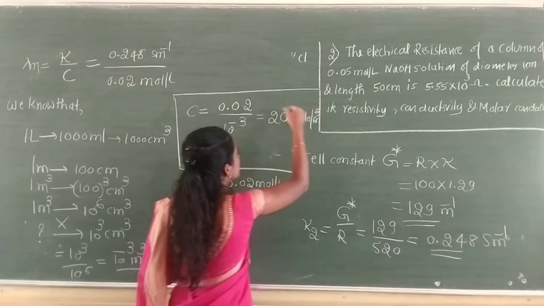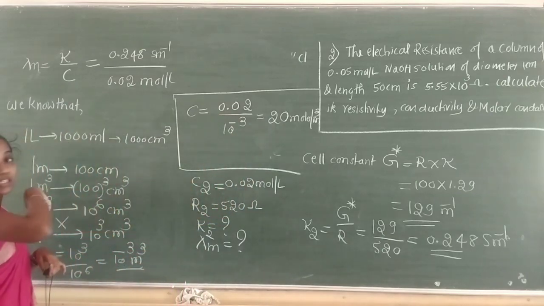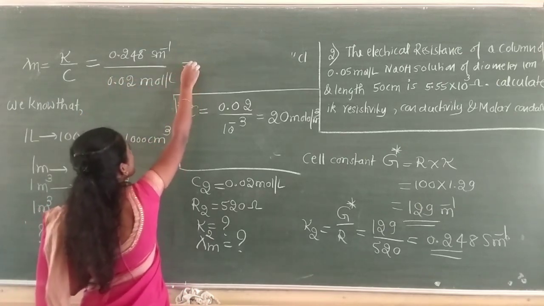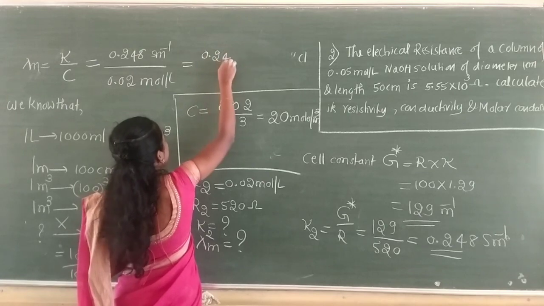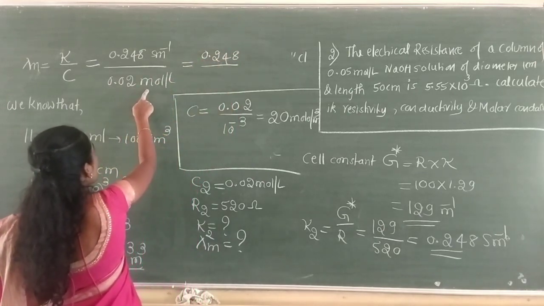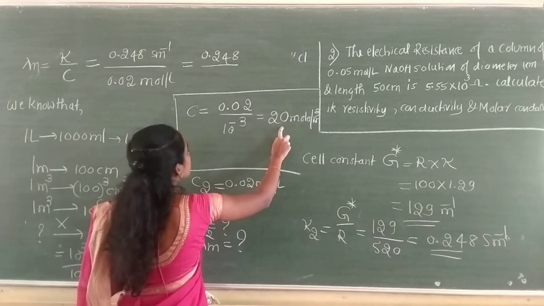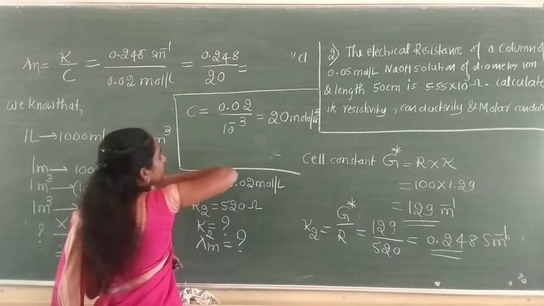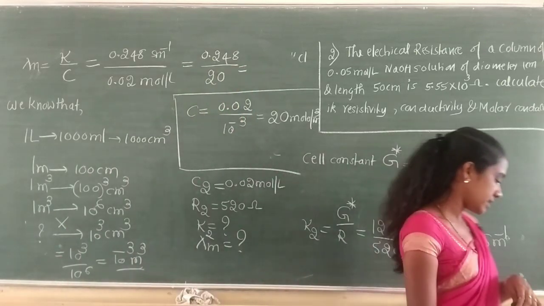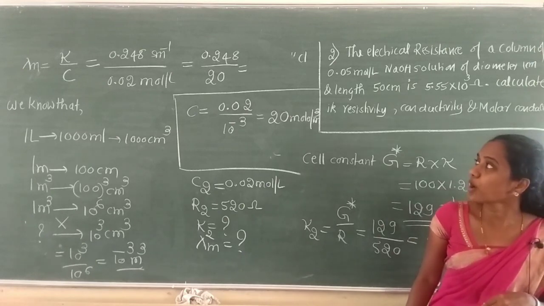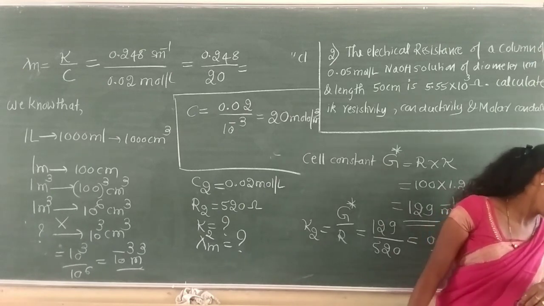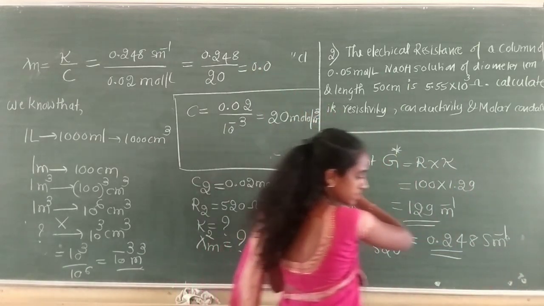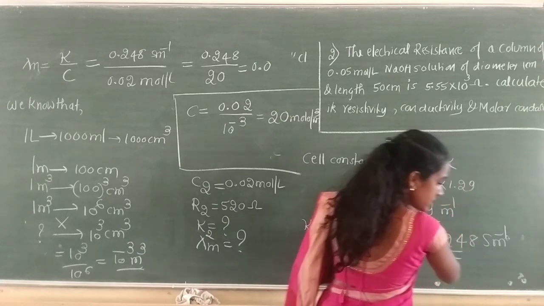So that means for molar conductivity, in the numerator we have 0.248 Siemens meter inverse, which is equal to 0.248 divided by the concentration, 20 moles per meter cube. So what is the answer? Calculate the answer here. That is the molar conductivity value: 0.248 divided by 20, which is equal to, I'll directly write the answer, 0.0124.